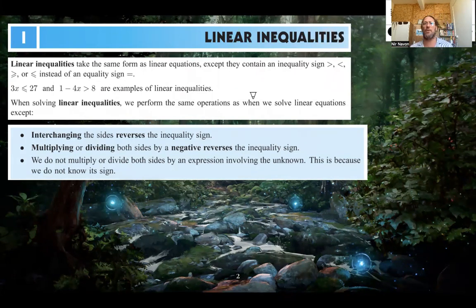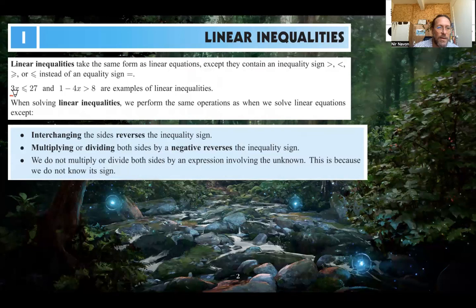We perform the same operations as when we solve linear equations, except that when we change sides, the sign changes. If this goes to the other side and this goes to this side, then now this one is greater than what's here. Of course, multiplying or dividing both sides by a negative reverses the inequality sign. This is why we're doing this lesson: when we multiply or divide by a negative number, it reverses.